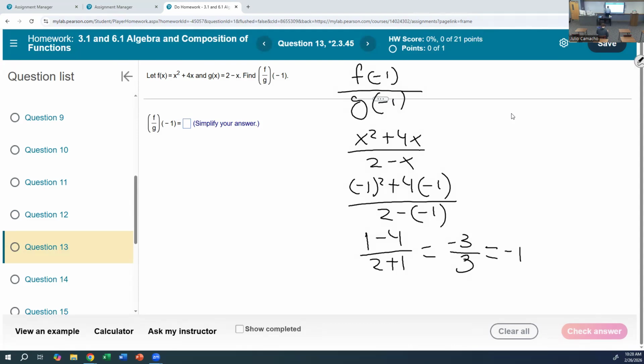You can see it's not a big deal. You keep your signs, you replace everything in time, you follow PEMDAS, and everything will be nice and smooth.